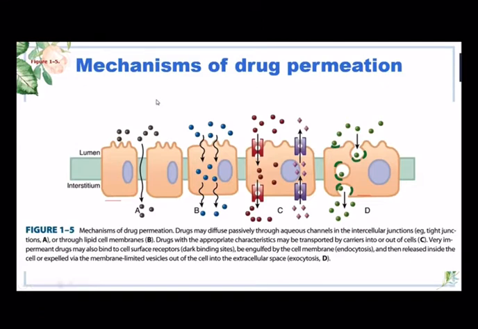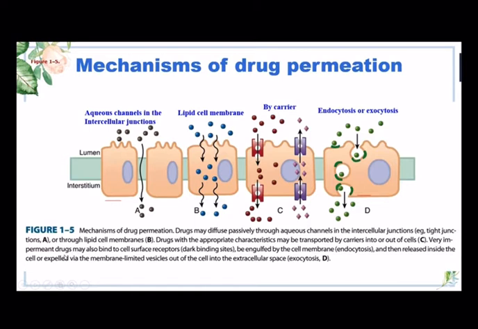A. They may diffuse passively through aqueous channels in intercellular junctions. B. They could pass through typical cell membranes. C. They could be transported by a carrier into or out of the cell. D. They could pass through endocytosis or exocytosis.